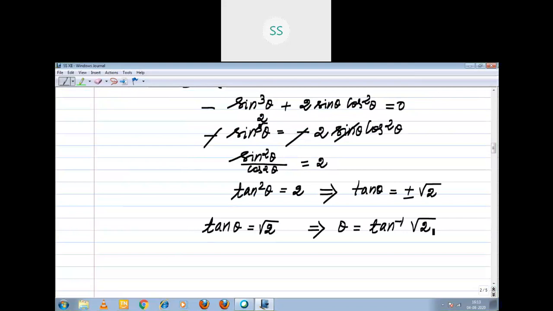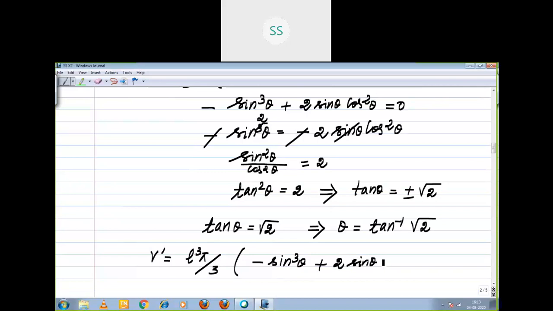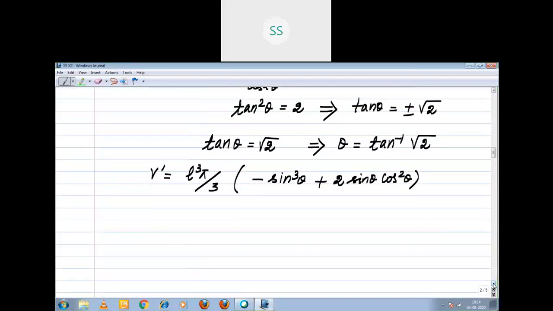The second part, what they are expecting in the question, the slant height. Now we want to show the volume is maximum. For that, you want to differentiate. V dash equal to L cube pi by 3 bracket minus sine cube theta plus 2 sine theta into cos square theta. This is your first order derivative. Now you are going to differentiate again.